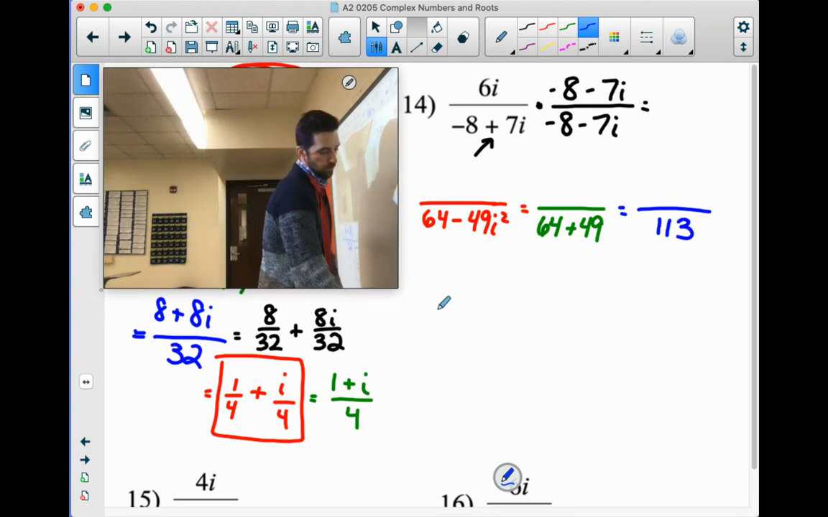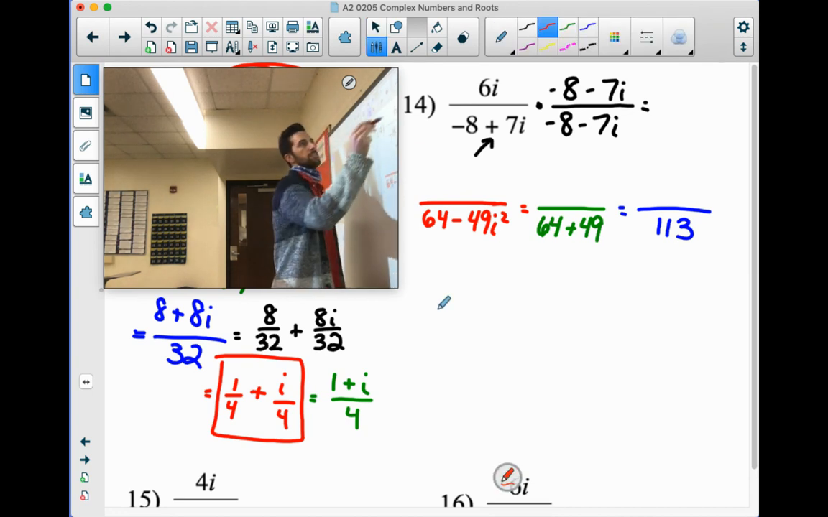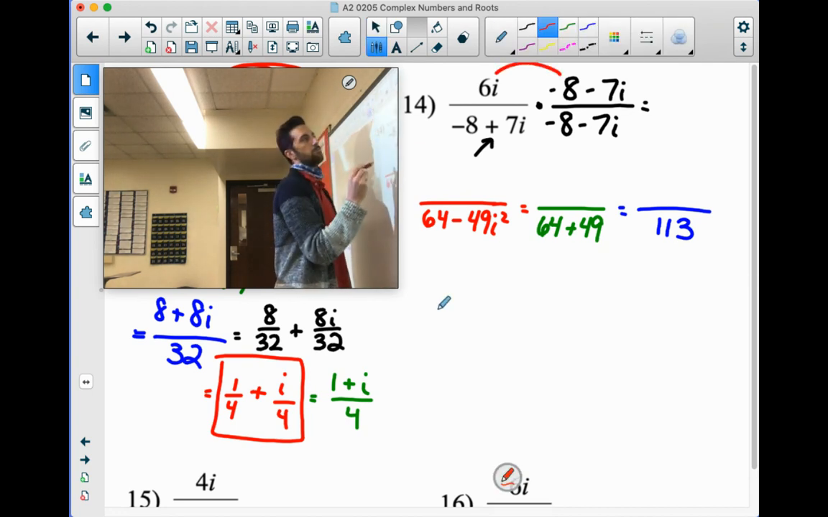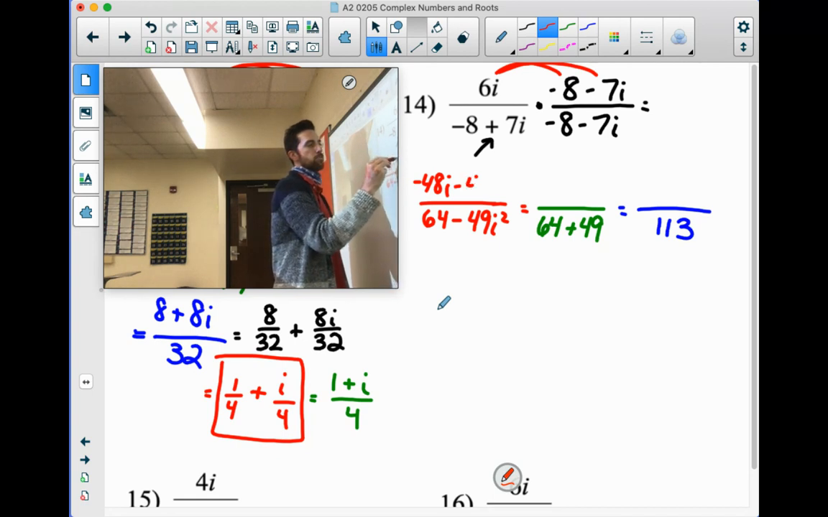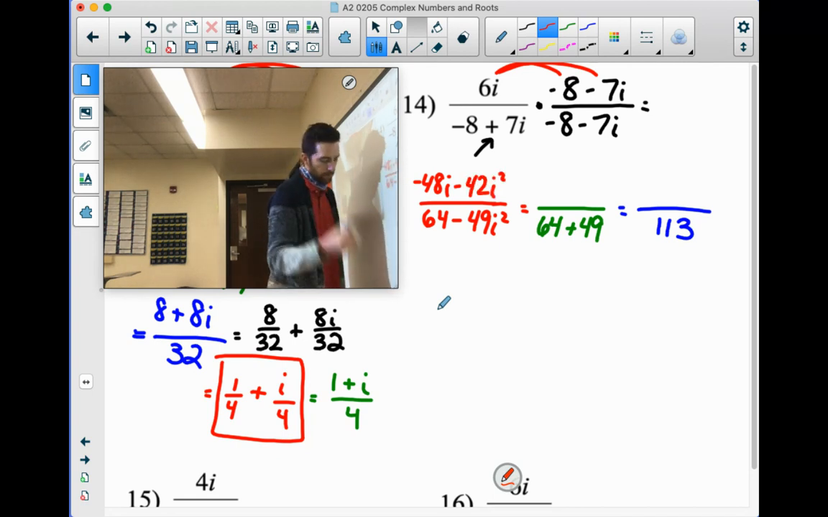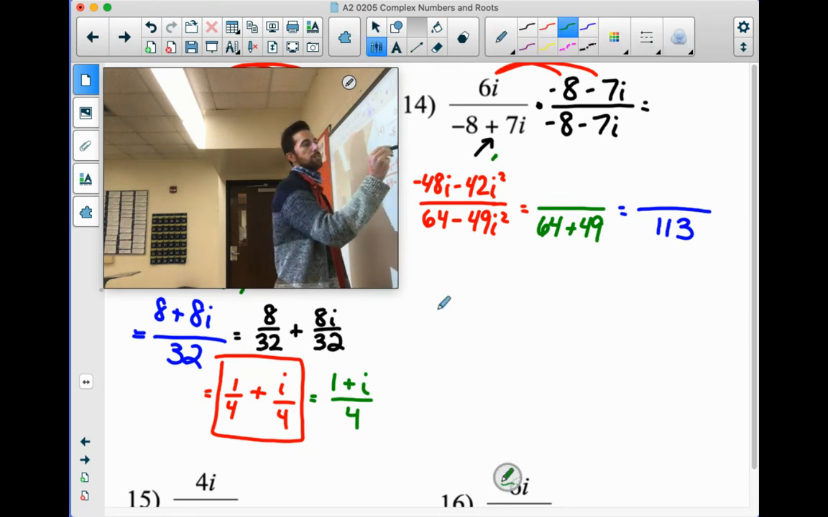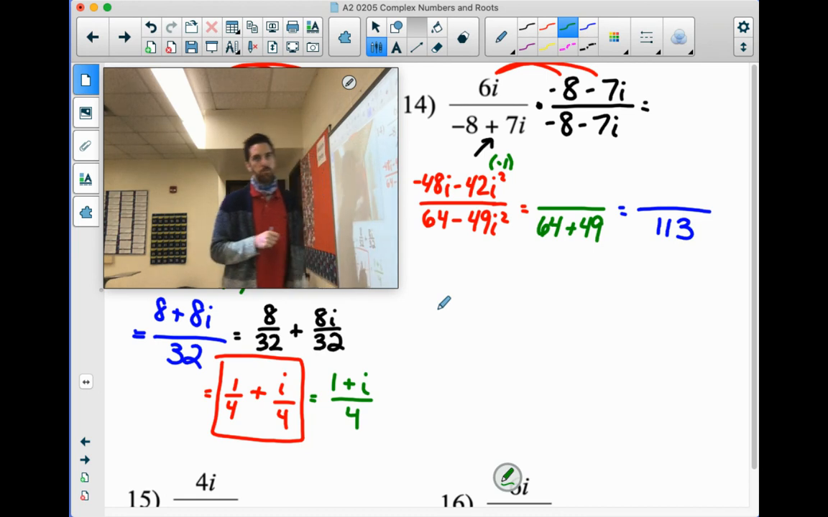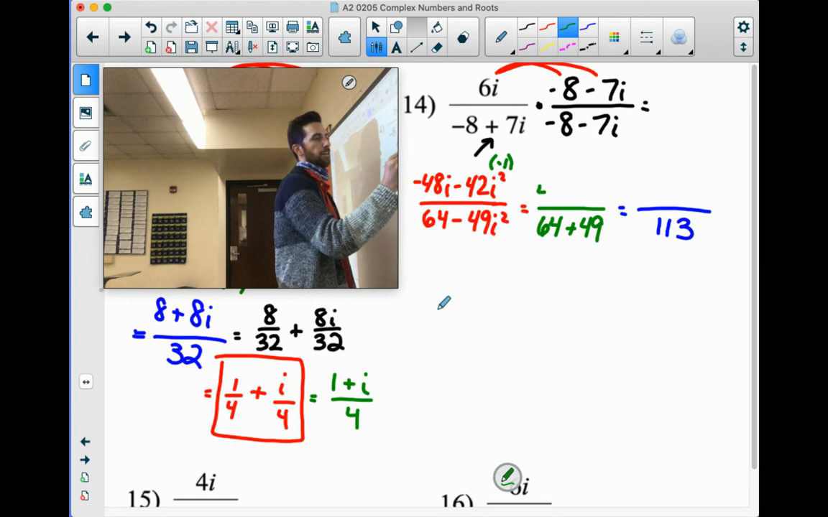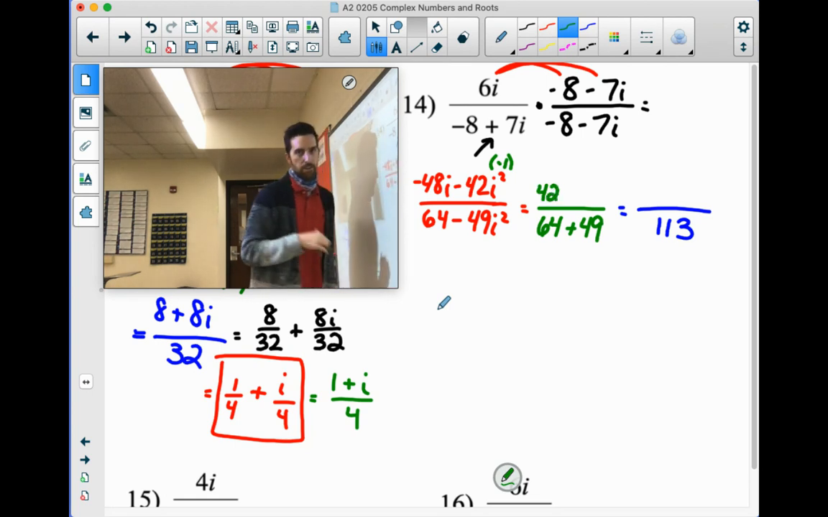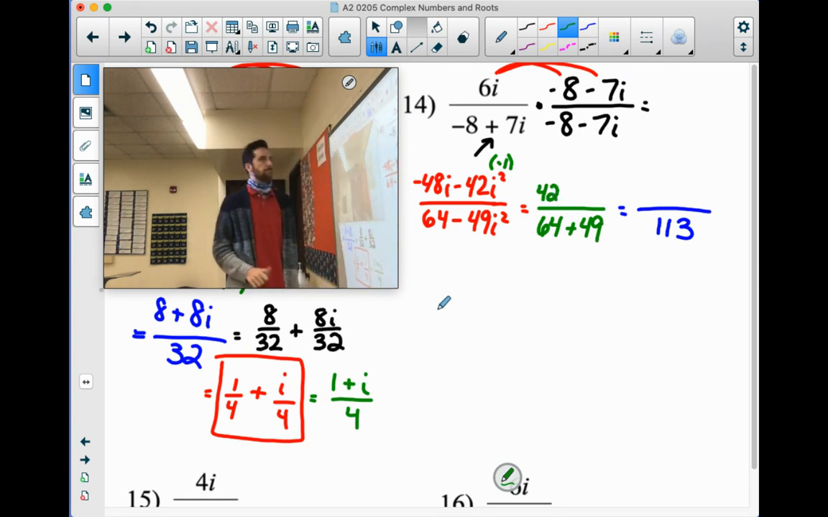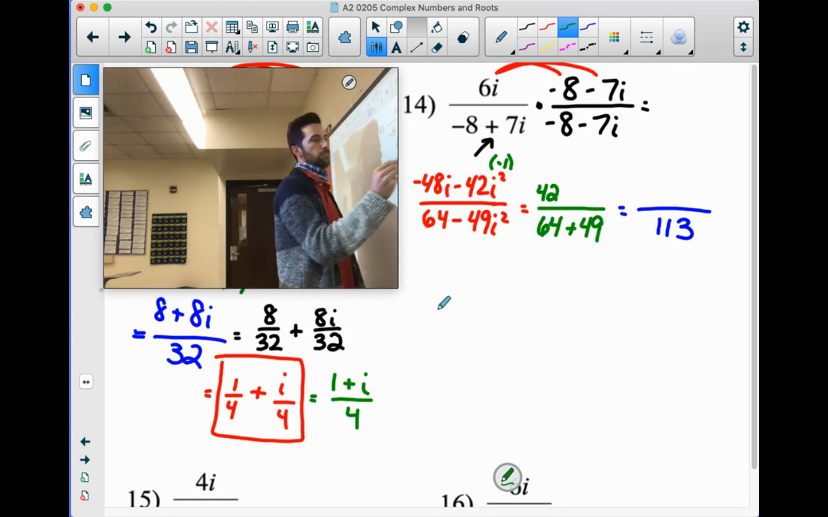Now we got to mess with the numerator. 6i times negative 8 would be negative 48i. And 6i times negative 7i would be negative 42i squared, which remember that means plus 42, because negative 42 times negative 1 is positive 42. Now, I'm going to put that in the front because I remember that my i's go in the back. Right? Just like back here. The i's go in the back. Then we have our minus 48i.